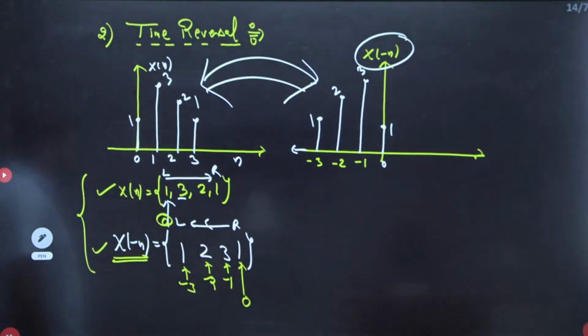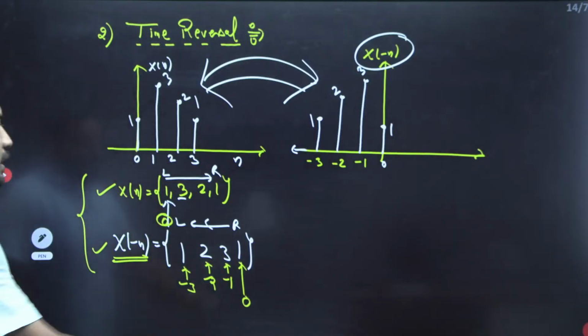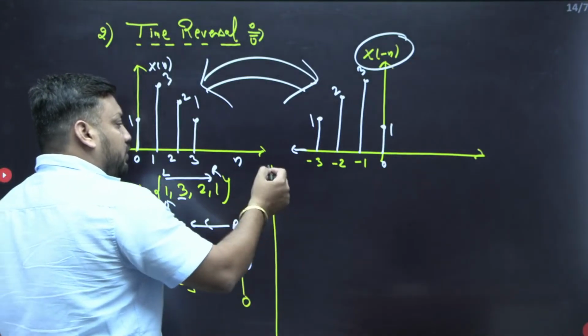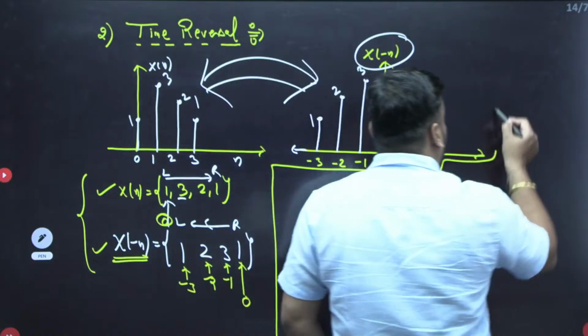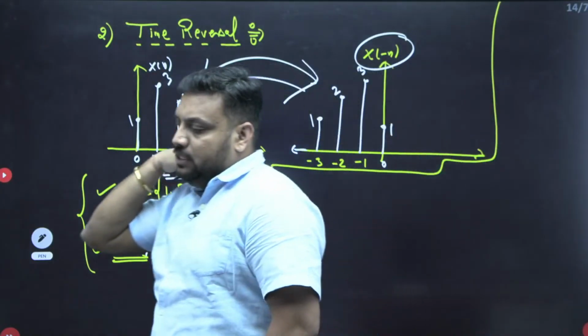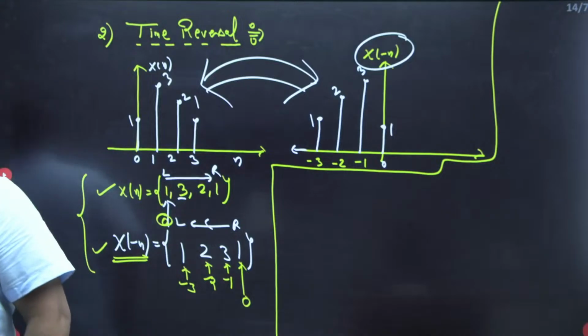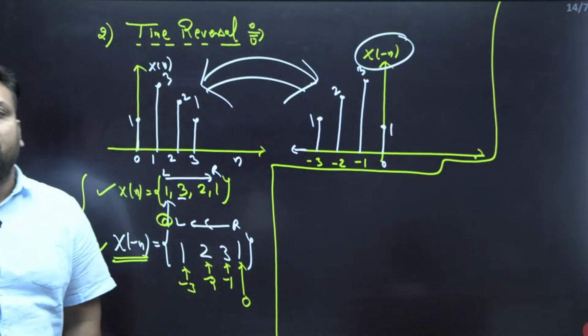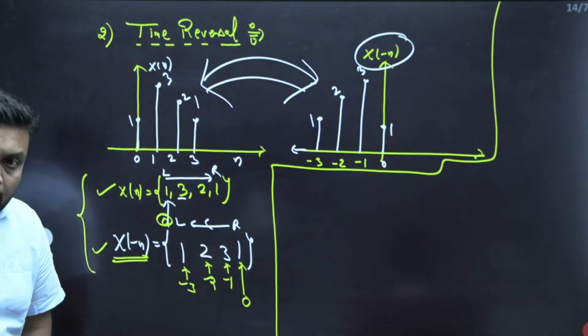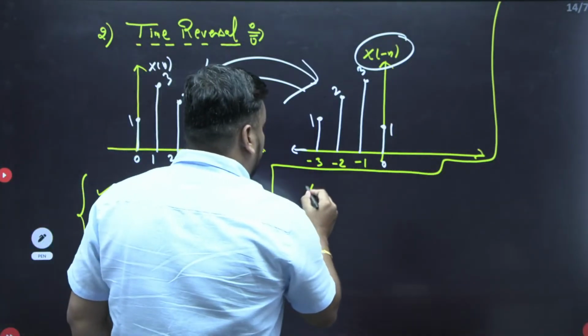Is that right, children? I think graphically will take more time. If you write the discrete time signal in sequence form, it always gives you the opportunity to save your time. Now suppose here many students will get confused.